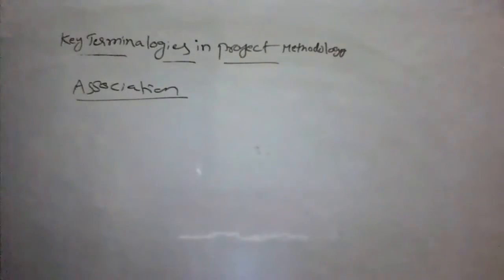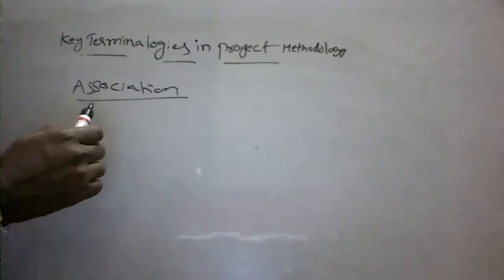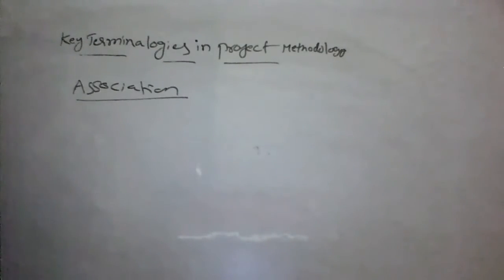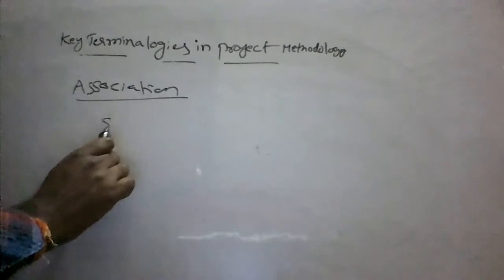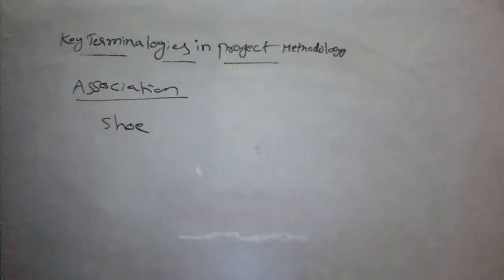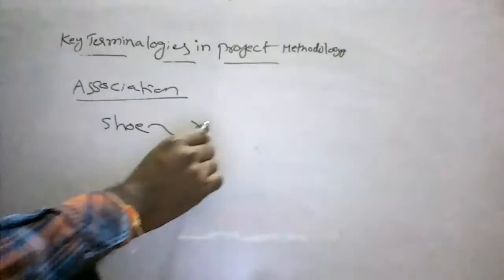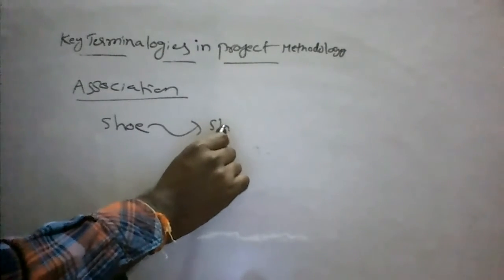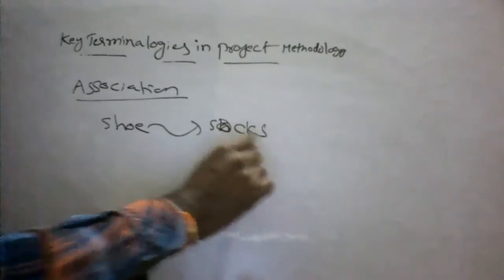Association is nothing but the correlation between two variables. For example, if any customer purchases a shoe, automatically we are going to promote socks of a particular company's product.